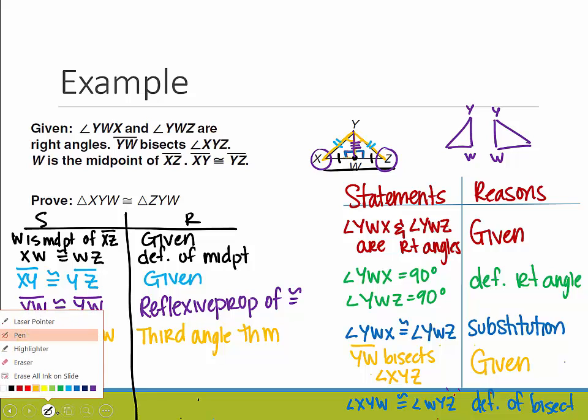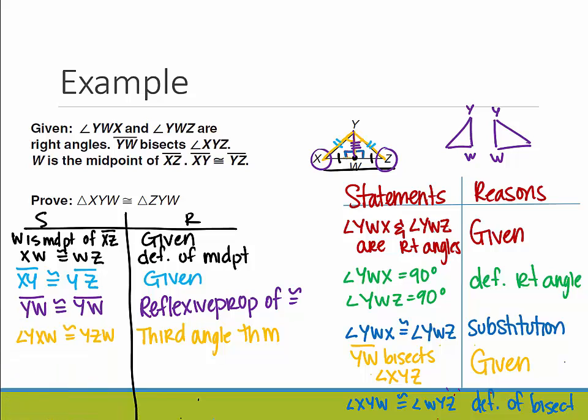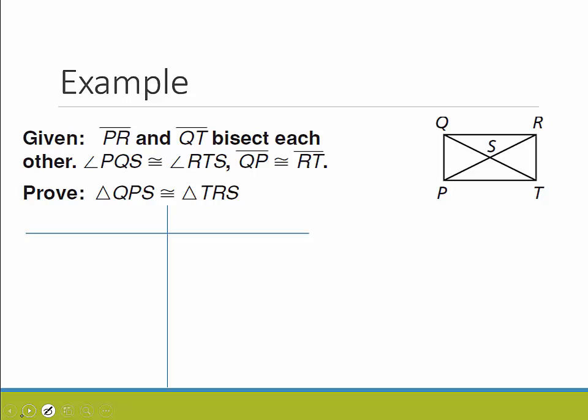So now that we have proved that all angles and all sides are congruent, we can finally say that triangle XYW is congruent to triangle ZYW. And this is the definition of congruence. Lots of work. So let's try one more.